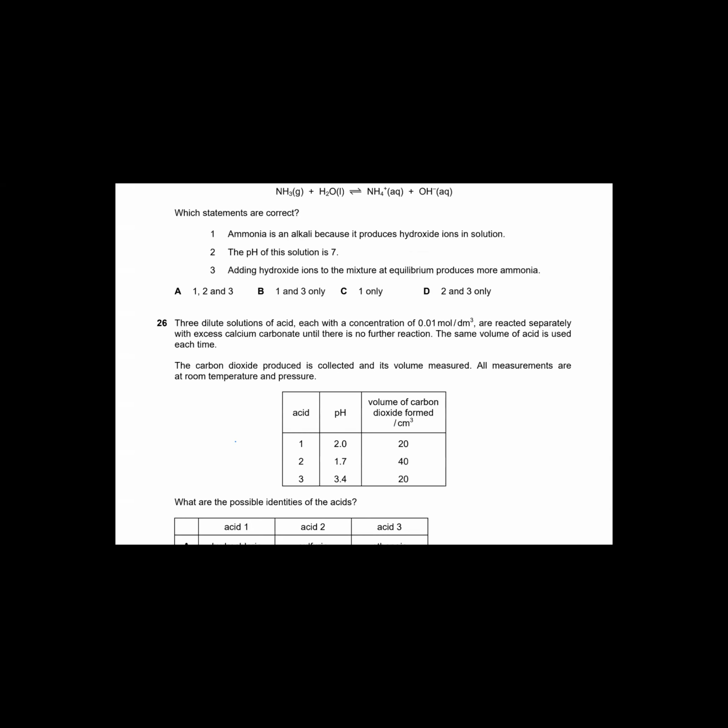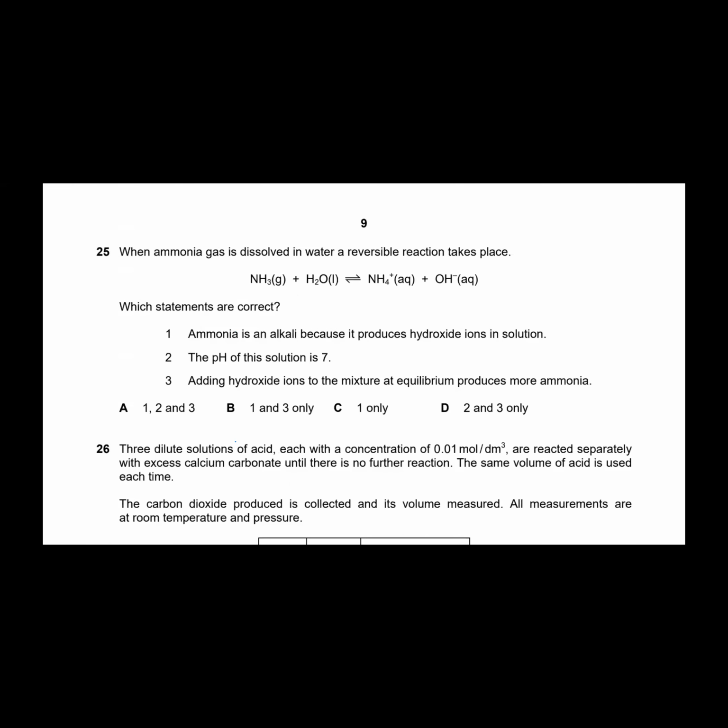Okay, next one, 25. Again, a reversible reaction. Which statements are correct? Ammonia is an alkali because it produces hydroxide ions in solution. That's correct, actually. A is correct. The pH of this solution is 7. Is the pH 7 here? No. Because of hydroxide production, it won't be 7. It's going to be slightly basic.